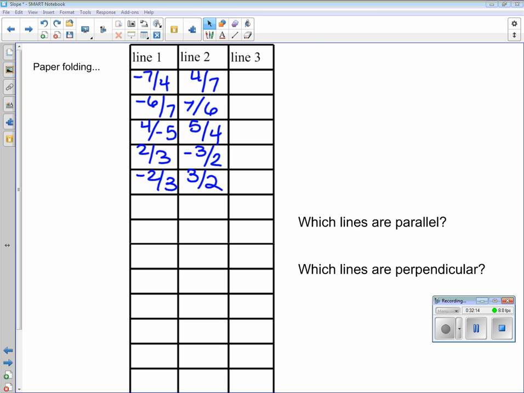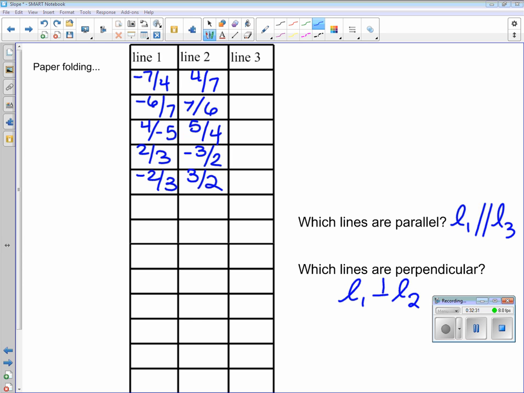Lines 1 and 3 are parallel. Would you look at the notation I'm using for that? The 2 little lines that go like this mean parallel, okay? And then lines 1 and 2 are going to be perpendicular. Do you agree with that? Okay? That should be how your paper folded too.